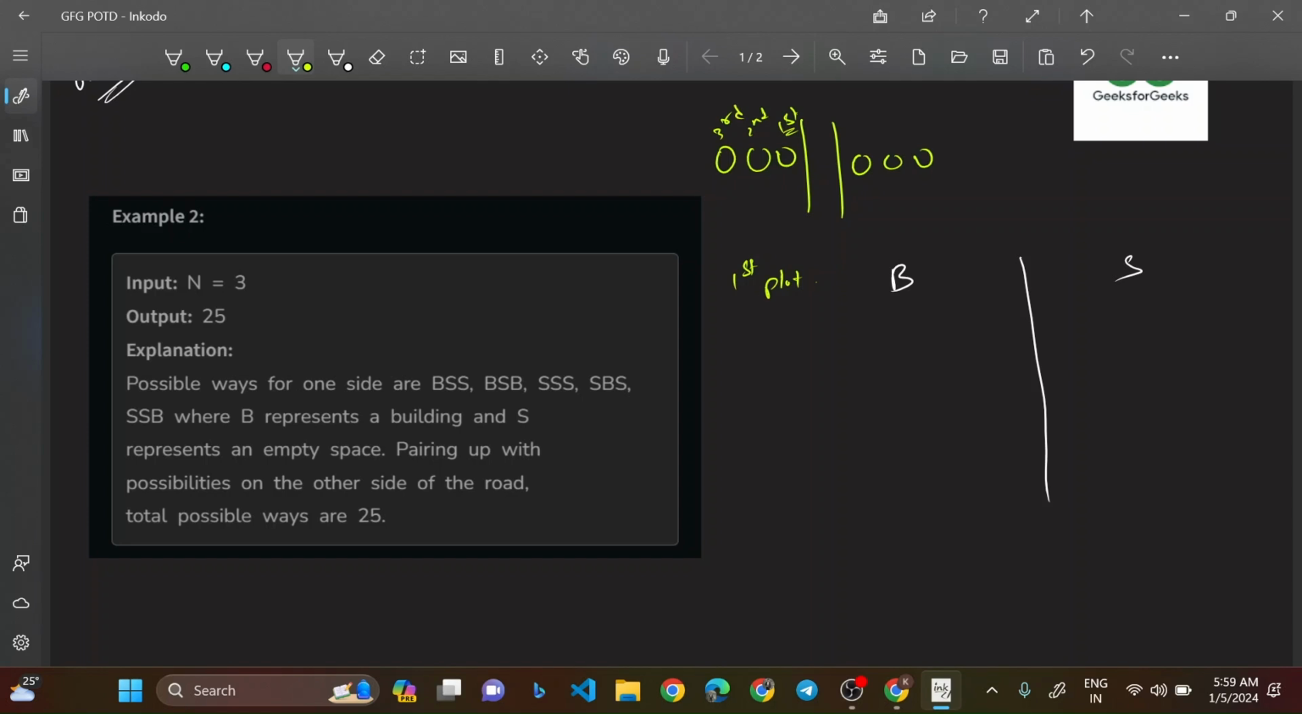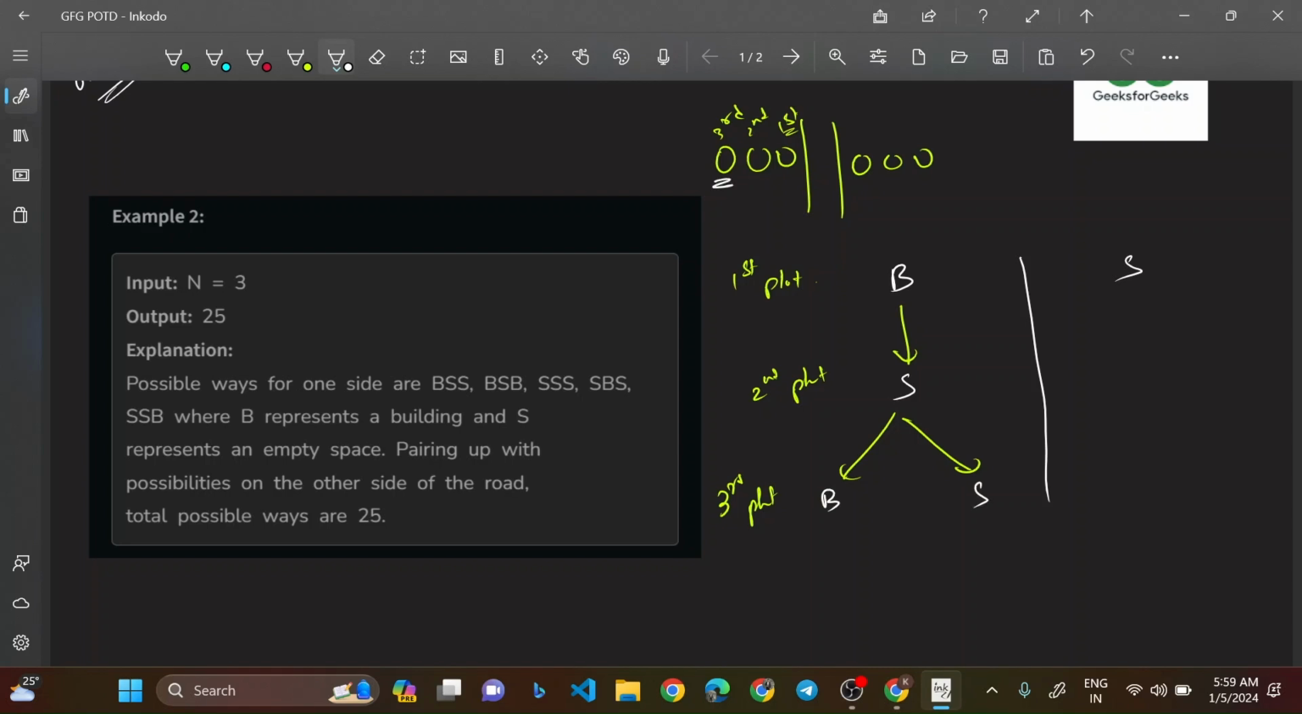If you're putting a building over here, what is the option for the second plot? You must go with an empty space, because you cannot put a building in the second plot. So this would be the option for the second plot. And if you're leaving the second plot empty, what are the two options now? Either you can put a building in the third plot, or you can leave it empty as well. So there are two options again. This is for the third plot. Either you can put a building here, or you can leave it empty. That's it, we have reached the end.